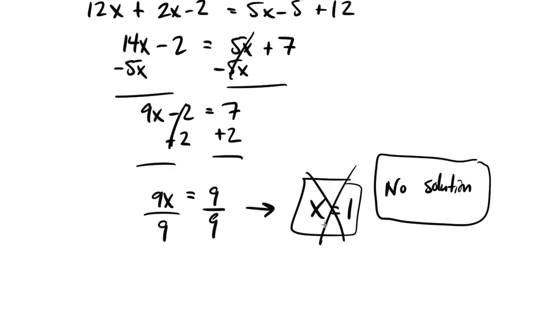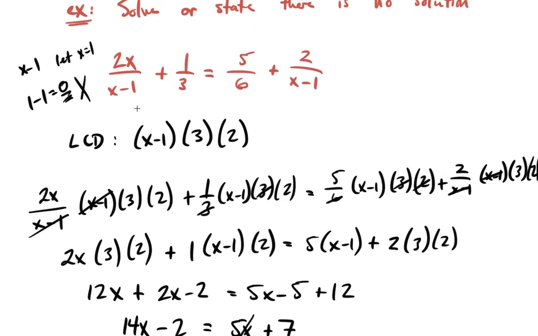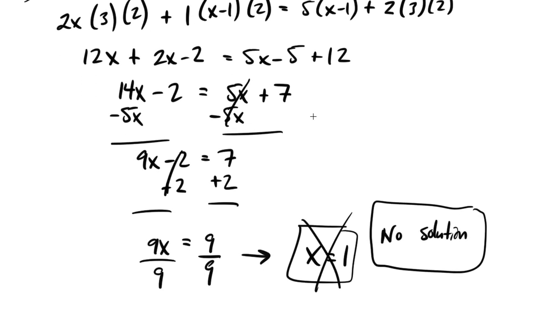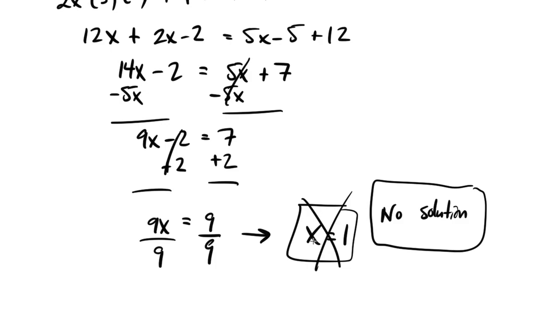And you always have to check to make sure that your answer makes sense anytime you have variables in the denominator. So here when you see there's an x in this denominator and an x in this denominator, you have to go back and make sure that the answer you get at the end actually makes sense with respect to those denominators.